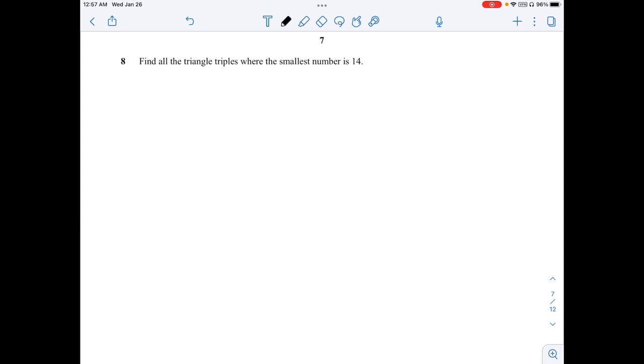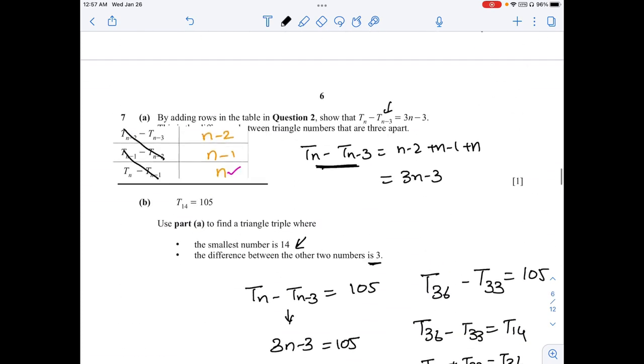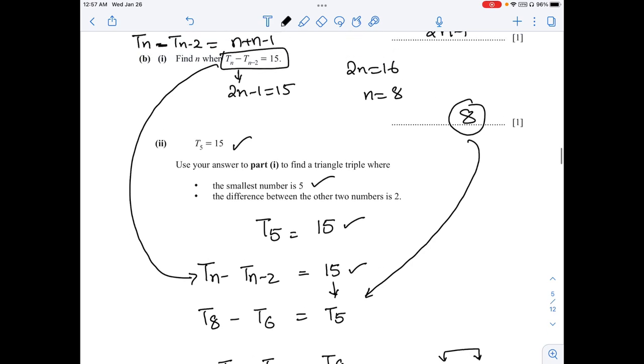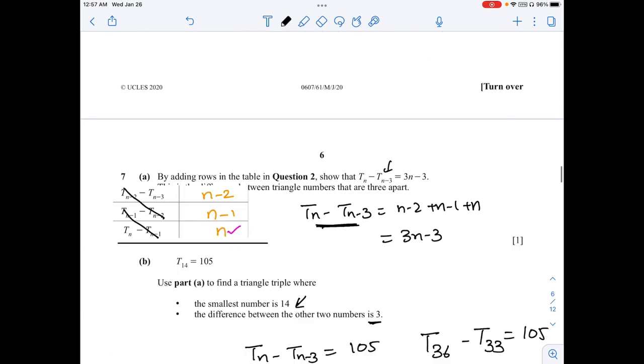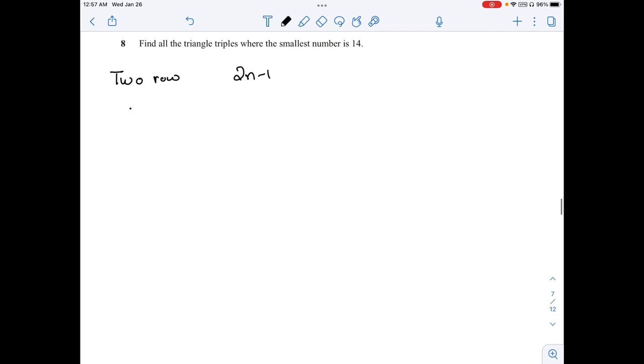Find all the triangle triples where the smallest number is 14. So just now, if we added the last two rows, I added the last two rows, so I got 2n minus 1. If you remember, the formula was 2n minus 1 when I add two rows. So 2n minus 1 is equal to 105. We take it as 105. So 2n is equal to 106. n is equal to nothing but what?